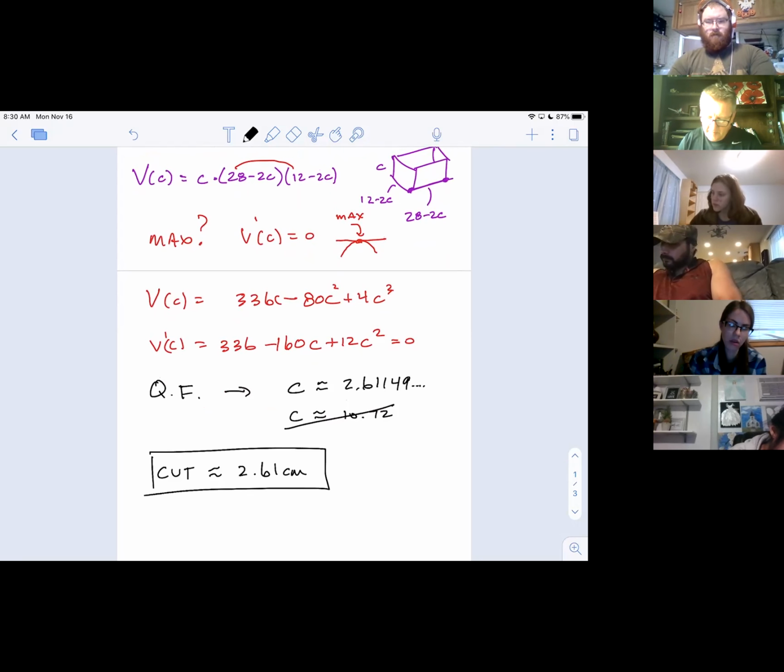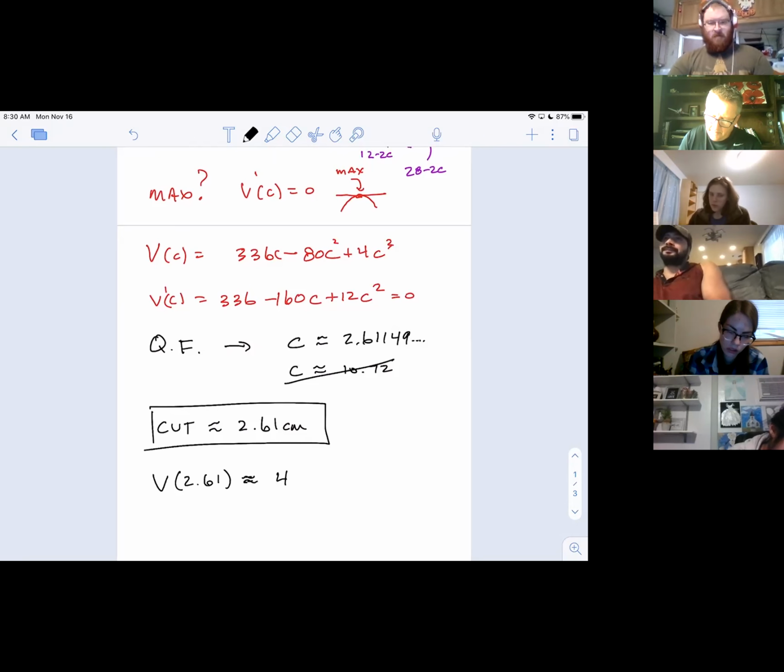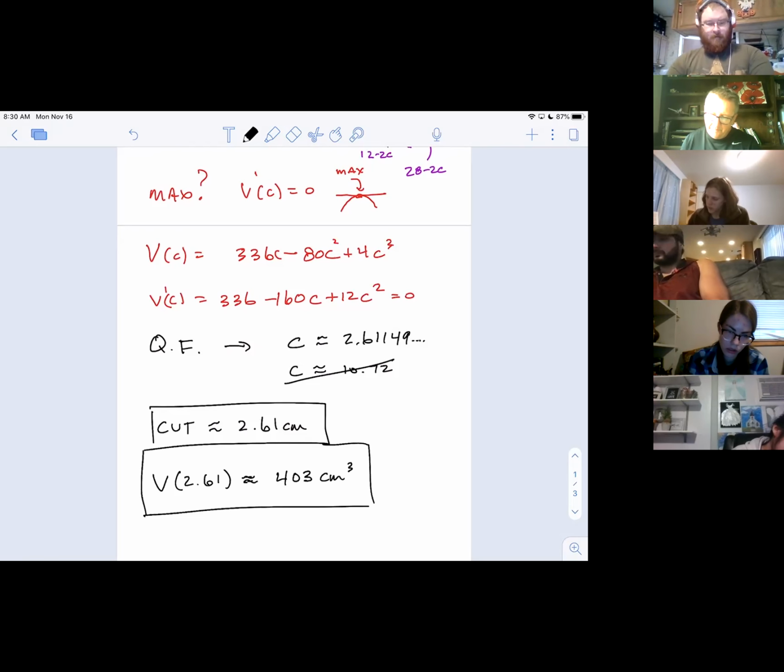Does that make sense? You might have to go back and find the volume based on 2.61, and maybe they want to know that too. It was approximately 403 cubic centimeters. So maybe you want to know both. Maybe you just want to know the size of the cut.